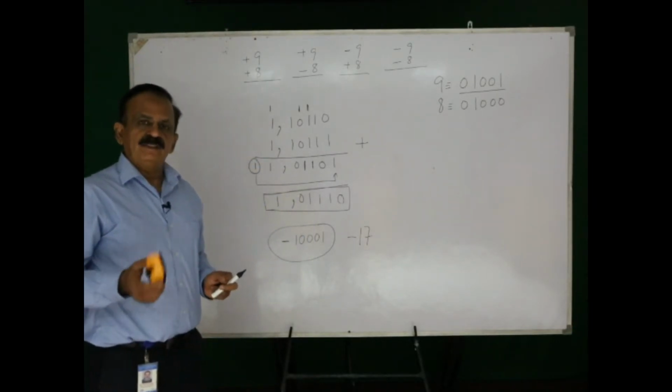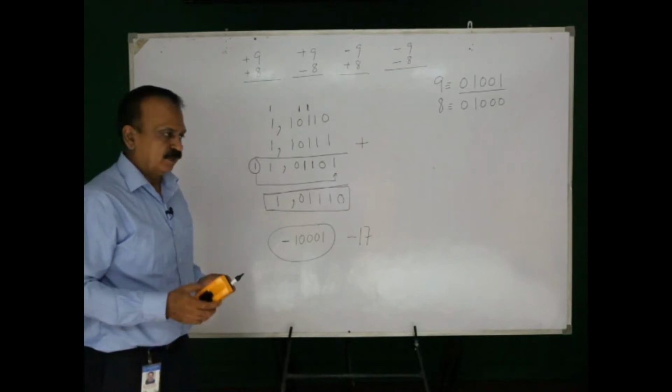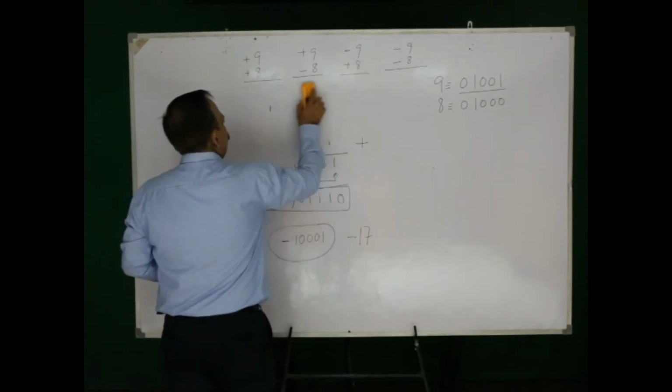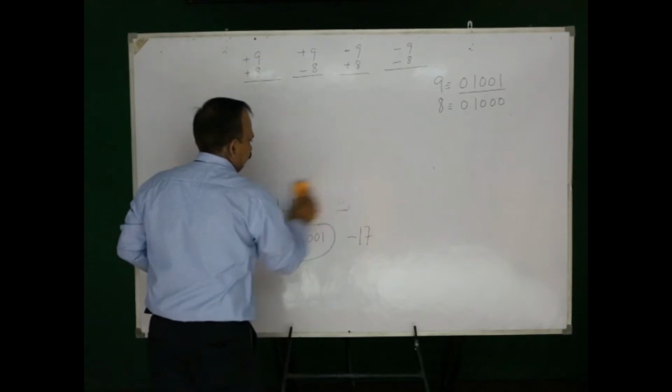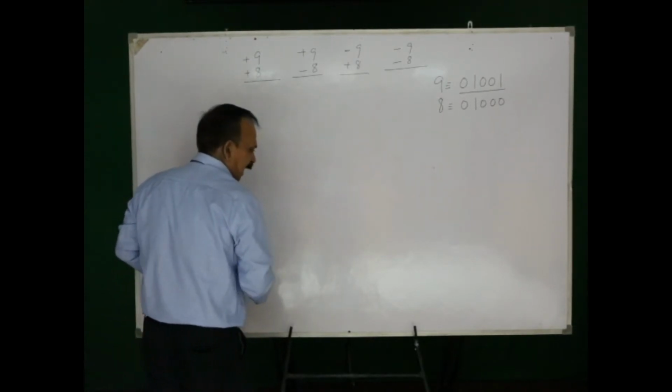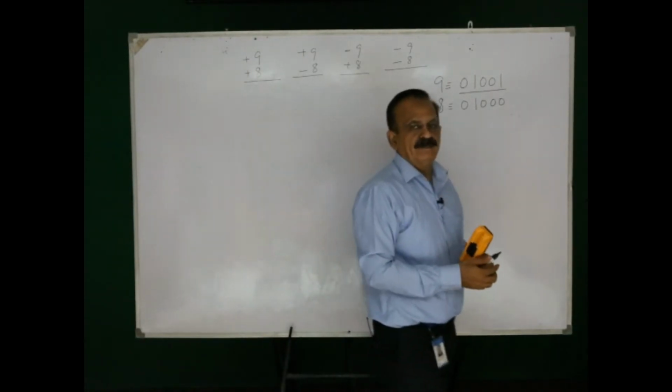Now let us perform these operations with the 2's complement method. In the 2's complement method, we will be taking 2's complement of the negative number and we will add this to the other one.